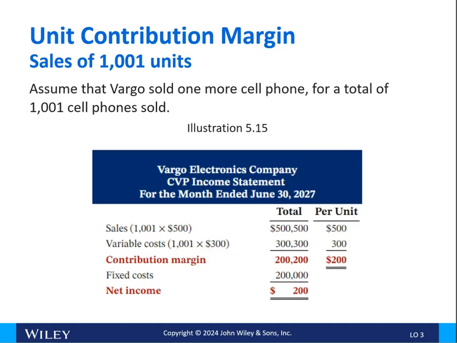So assume that Vargo sold one more cell phone, for a total of 1,100 cell phones. So our sales will go up $500. Our variable cost goes up $300. Those are the unit costs. Our contribution margin goes up $200 because it's $200 per unit. Fixed costs remain the same, they're fixed. So our net income goes up by that $200, the contribution margin of one additional unit.